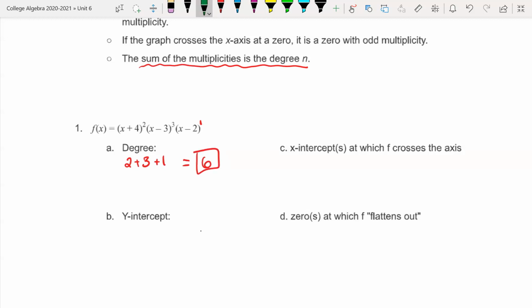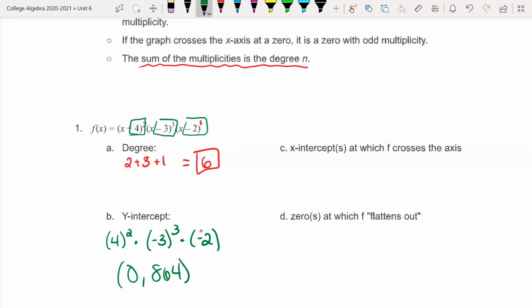Now the y-intercept's a little bit harder. What you're going to do is you're going to take the numbers that they give you at the end and their exponents. So we're going to take positive 4 to the second times negative 3 to the third times negative 2, because it's negative 2 to the first, to find your y-intercept. So if I type that in, 16 times 27, which is negative, times 2, which is negative, you get 864. And that's literally what you're going to type in, guys. So it's going to be a coordinate, all right? And it's going to be a y-intercept, so you got to use (0, 864).